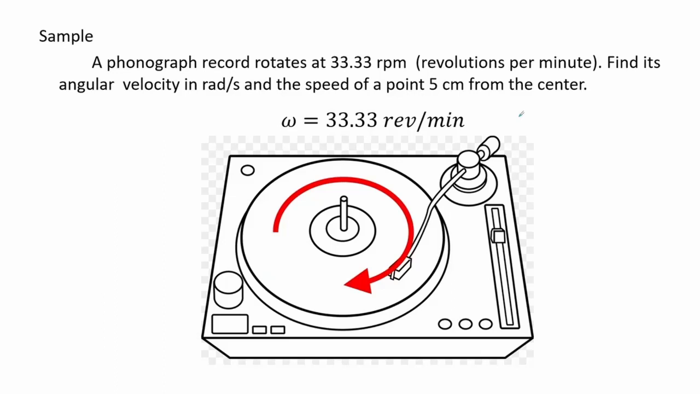Here we have a phonograph record that rotates at 33.33 revolutions per minute. Find its angular velocity in radians per second and the speed at 0.5 cm from the center.